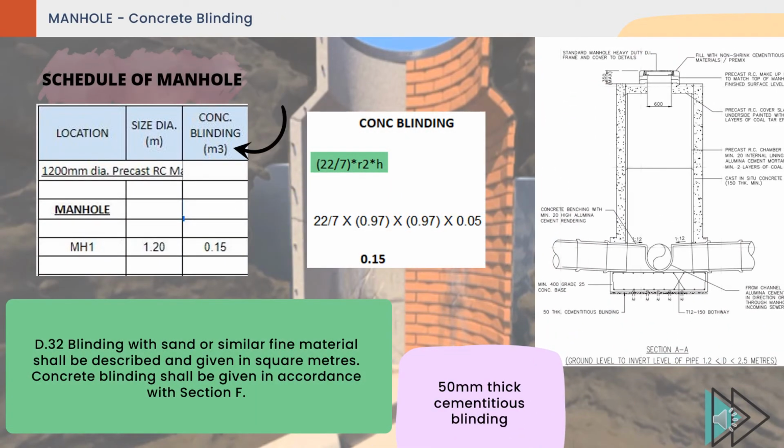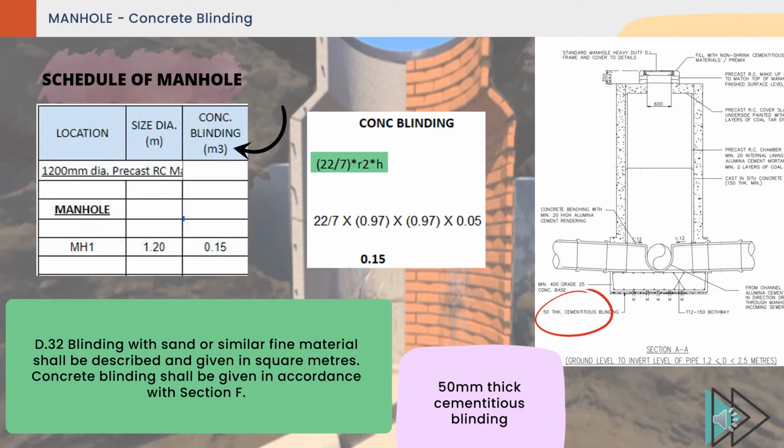Next item is concrete blinding. It is calculated using the formula of pi times r squared times height. The clause related is D.32. Blinding with sand or similar fine material shall be described and given in square meters. Concrete blinding shall be given in accordance with section F. The example description is 50 mm thick cementitious blinding.